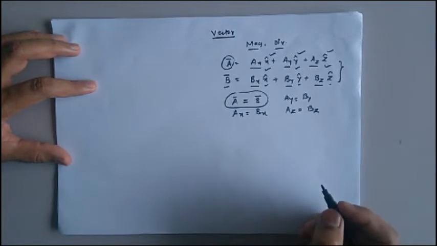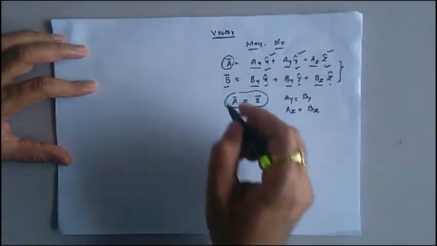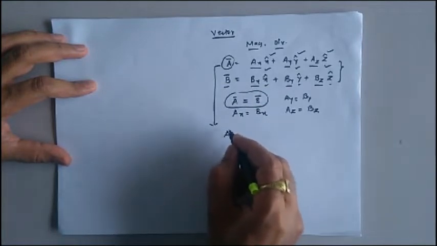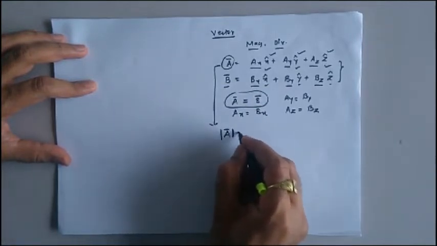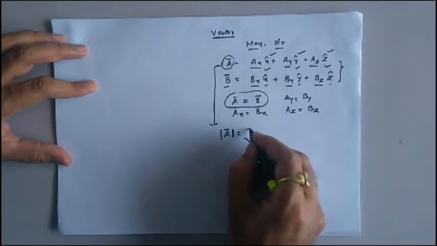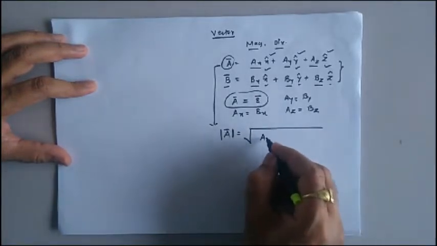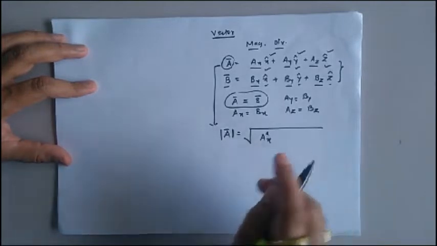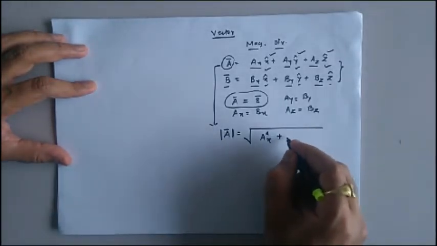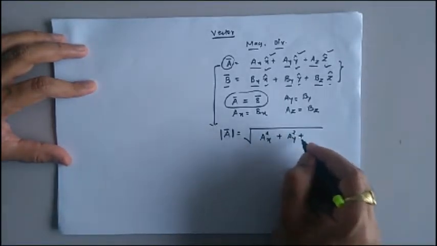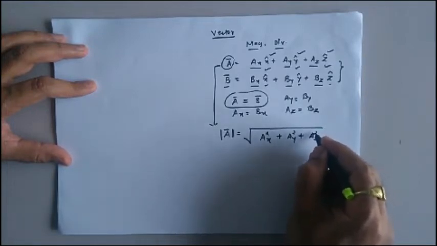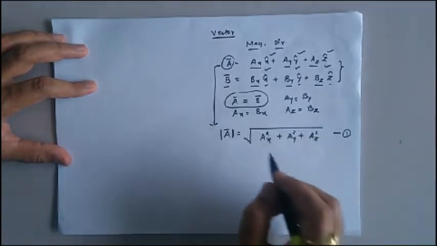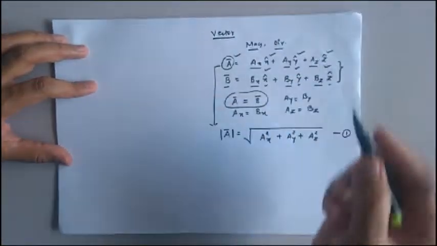Now, how to calculate the magnitude of a vector? If you are interested in calculating the magnitude of vector A bar, it is indicated by the modulus symbol, and it is equal to the square root of ax square plus ay square plus az square. So this is the mathematical equation to calculate the magnitude of vector A bar.